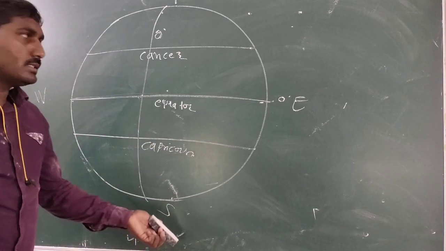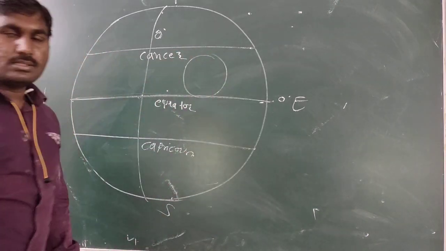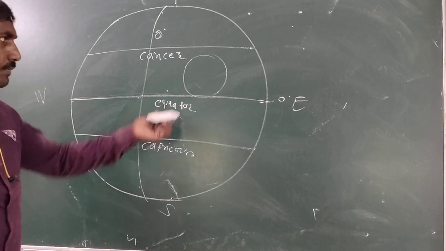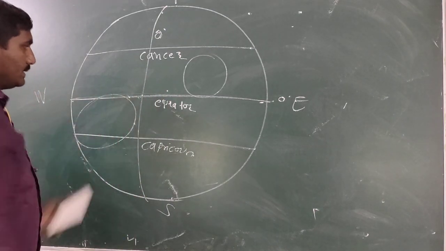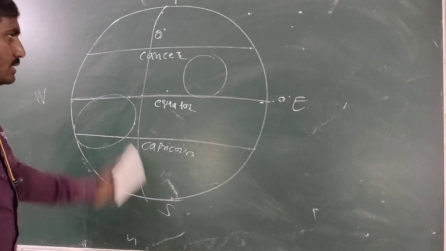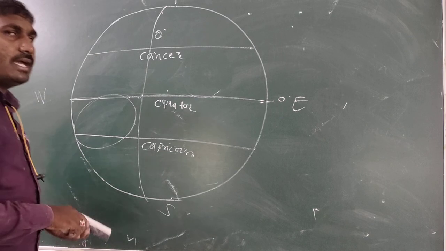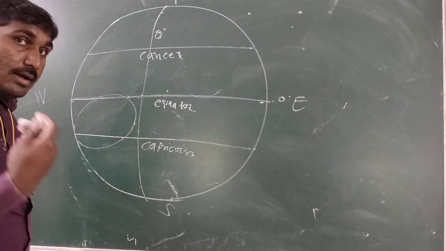Actually, we have already studied India. India's location was here, in the northeastern hemisphere. But Brazil's location is completely opposite of India's location, from this side. Here we can see Brazil's location. And how it is here, we have to understand with the help of its extent. What is the extent of Brazil?